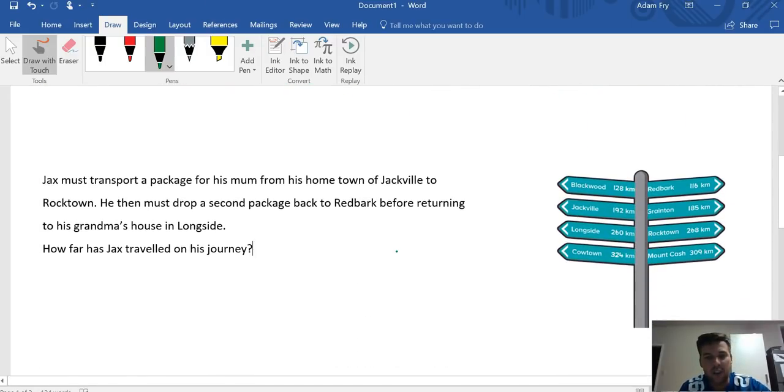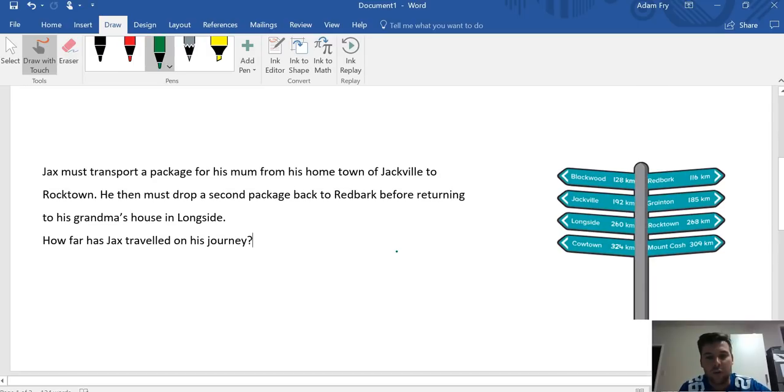Okay, a bit of homework for you boys. I've got a couple of questions here that I want you to solve by yourself and get back to me by the end of the week. Let's have a look at this one because it's a signpost one. We had a few difficulties with this in class.